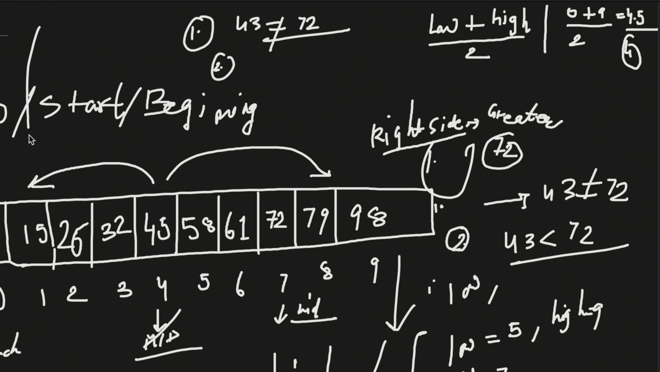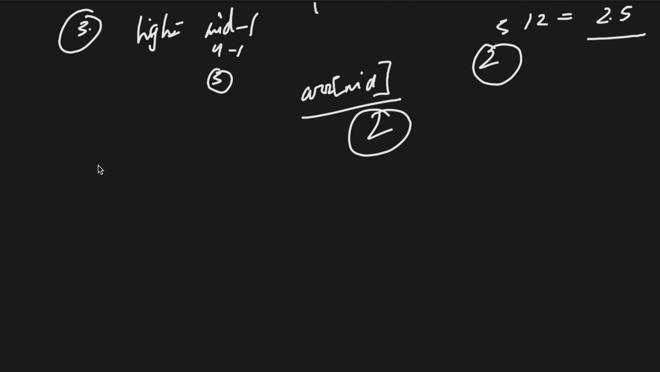So the best case time complexity in binary search would be big O of 1. Okay, so let me just write it. Best would be big O of 1.